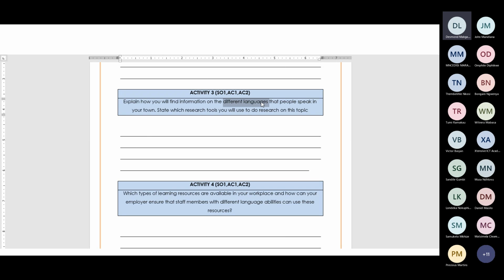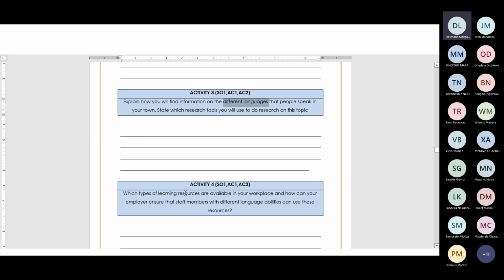So if you do your research in your area where you are now, find information on different languages that people speak in the town that you're in now, and then tell us what you found and how you found that, what research tools you used to make sure that you respond to that. Right.